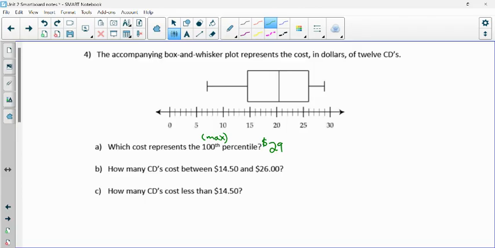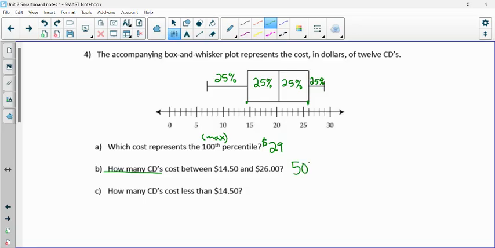Part B says how many CDs cost between $14.50 and $26. So 14.50 is right here. So that's this left part of the box. 26 is right here. That's the right side of the box. And we said what percent is in each part of our box and whisker? 25. So we know 25% of our data is here, 25% of our data is here, 25% of our data is here, and 25% of our data is there. So what percent of our data is between $14.50 and $26? 50%. Because remember, we're going from here to here. That's 50% of our data.